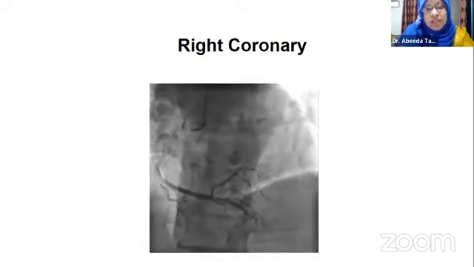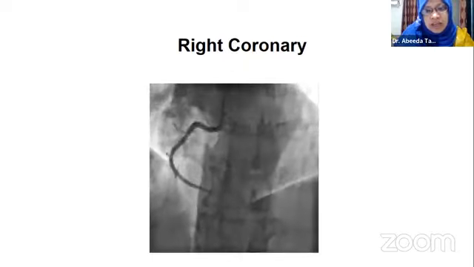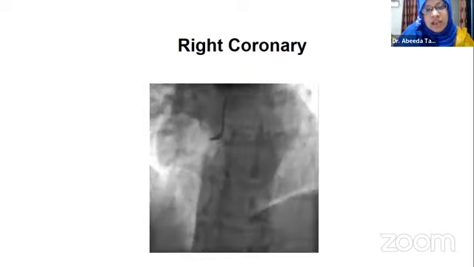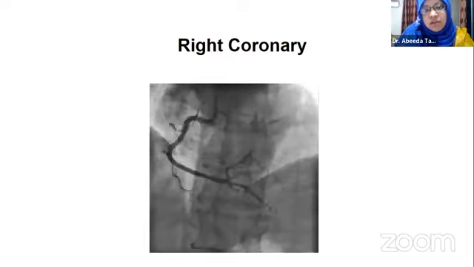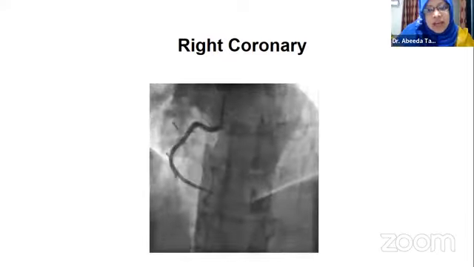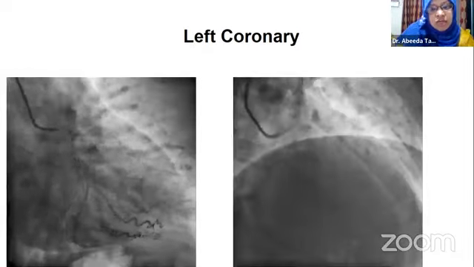So, sir, we took the patient, we counseled the patient's family, and we took consent for primary PCI. The right coronary artery was fine, and it was the dominant artery. And this is what we see, the left coronary artery.